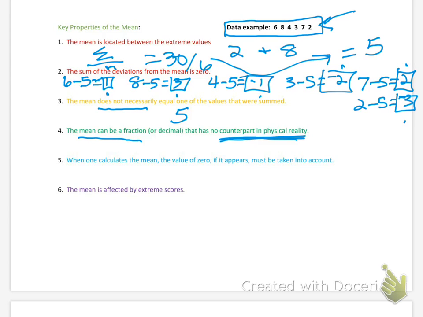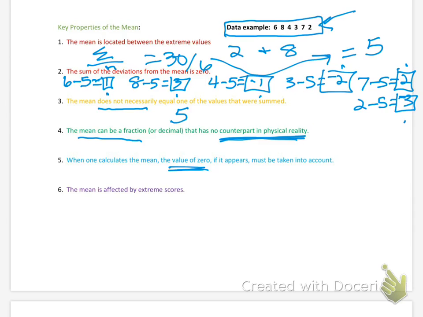Okay, number 5, the fifth property. When one calculates the mean, the value of 0, if it appears, must be taken into account. So let's say, for example, I took our data set and I added one more term, and that term was 0. When I summed it up, I would still have 30, but now I would divide by not 6, but 7, and that would have an impact on the mean. You cannot ignore the zeros. The value of 0 means something in this data set.